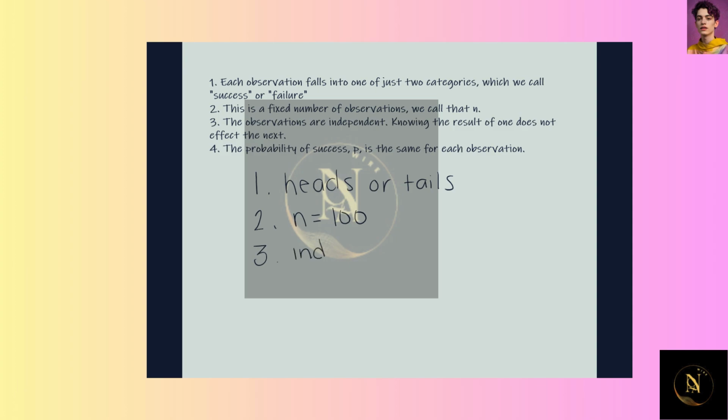Each observation is independent because it doesn't matter if you get tails the first time, you can still get tails the second time. Knowing the result of one does not affect the result of the next. And the probability of success is the same each time, which is 0.50. You're either going to get heads or tails.